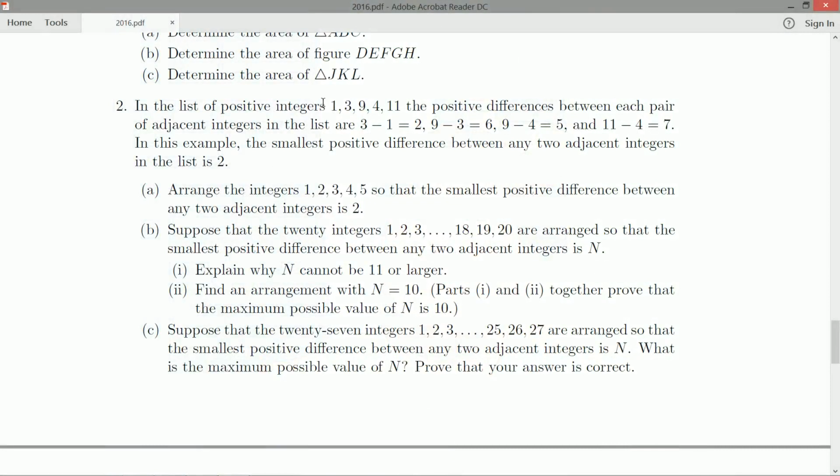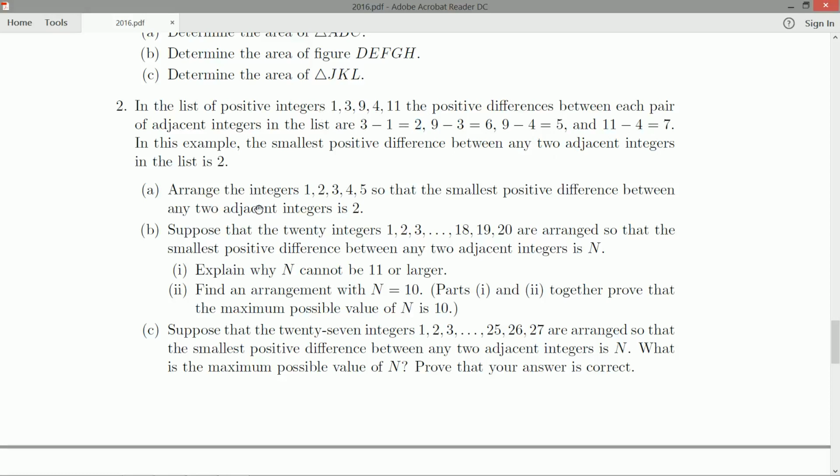In the list of positive integers 1, 3, 9, 4, 11, the positive differences between each pair of adjacent integers in the list are 3 minus 1, 9 minus 3, 9 minus 4, because we've got to make it positive, 11 minus 4. So we get 2, 6, 5, and 7 as the positive differences. In this example, the smallest positive difference between any two adjacent integers in the list is 2. It's the smallest right here with 3, 1. Okay, so it's a three-part question.